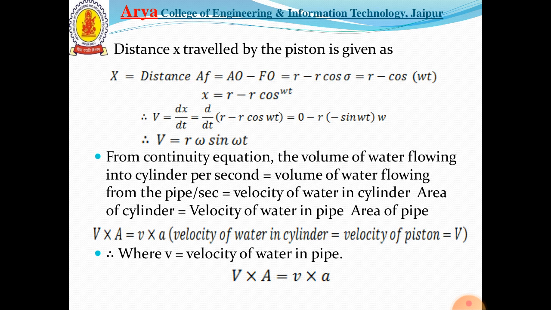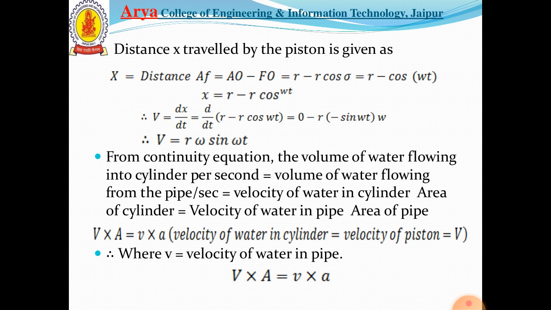We can say r is a constant. The first term becomes 0, and the second term having the t terms gives minus r into minus sin omega t into omega, that is v equal to r omega sin omega t.